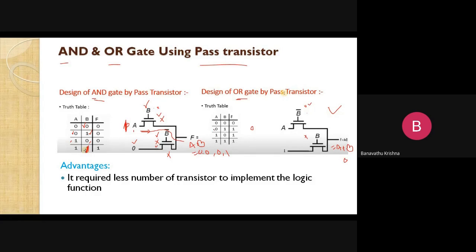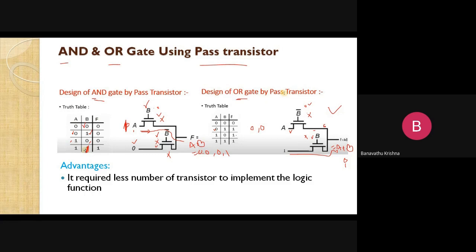Next case, A is 0. Again, A is 0 here. B is 1. So B is 1 means it is going to be off condition, right? Off condition. So here it is going to be on condition. Here 1 is given. Just simply 1 is going to pass at the output side. Okay, here there is no signal passed from this source to drain. Simply it is 0. So 0 plus 1. So 1 is going to pass here. 0 plus 1, that is nothing but 1, right?